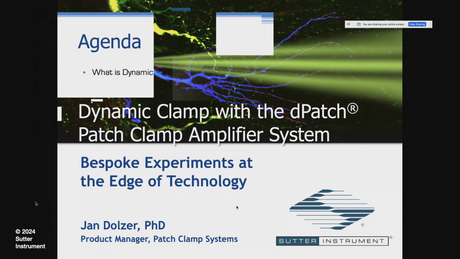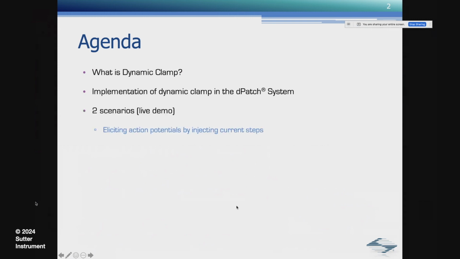I'm going to give you a brief introduction about what dynamic clamp is. It's not something that was newly invented, but the D-Patch has the ability to take it to the next level. I'm going to talk about how dynamic clamp is implemented in the D-Patch system in particular. And then I will show you two scenarios in a live demo. One is eliciting action potentials by injecting current steps into a model cell.